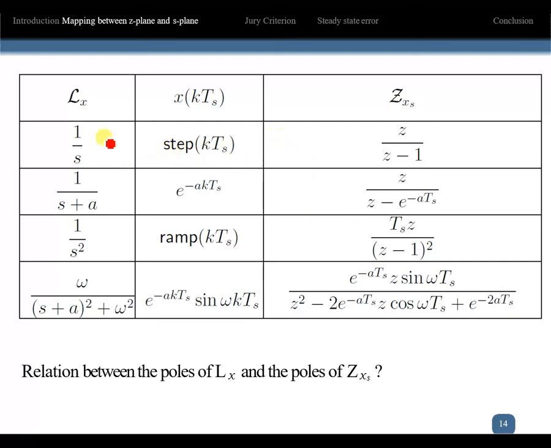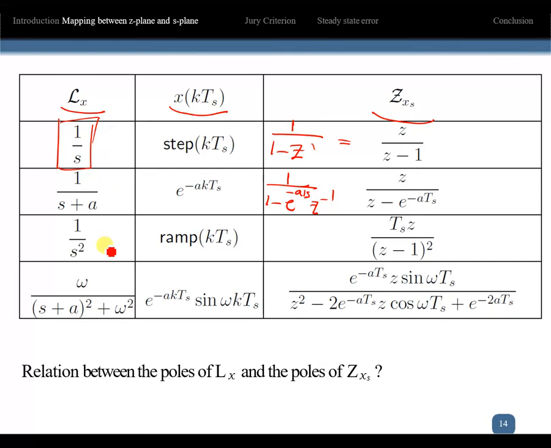And here is the table, which says you can write the Laplace domain in the discrete time, and what is the Z transform? The Z transform of 1/s, or step in the Laplace domain, becomes a step of kTs. The Z transform becomes Z over Z minus 1, or 1 over 1 minus Z to the minus 1. For 1/(s plus a), you can write e to the minus a kTs, or Z over Z minus e to the minus aTs, or 1 over 1 minus e to the minus aTs Z to the minus 1.